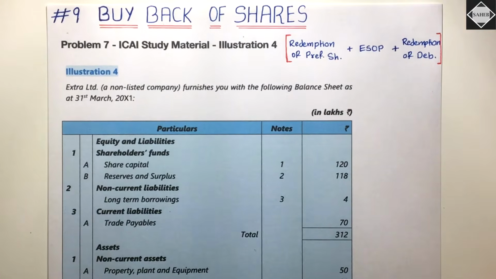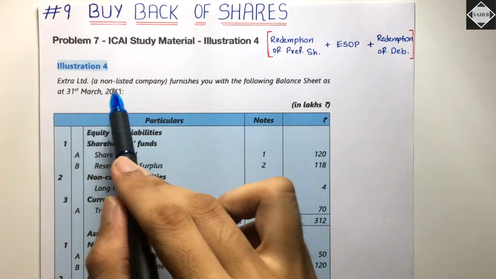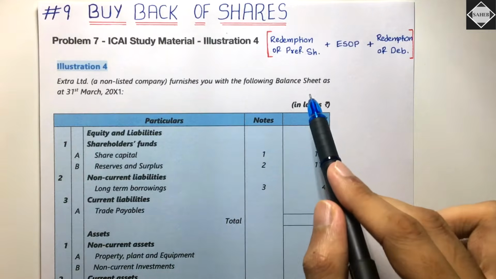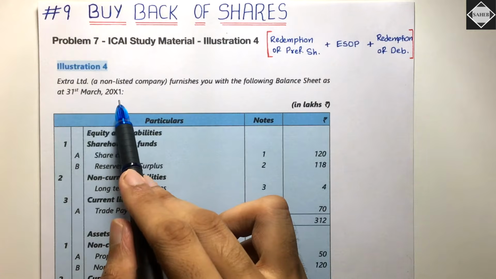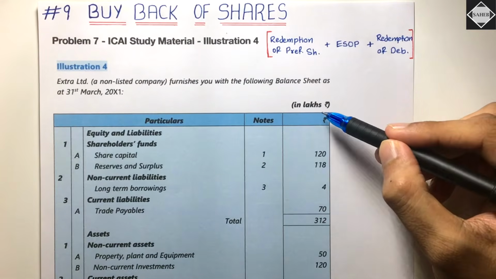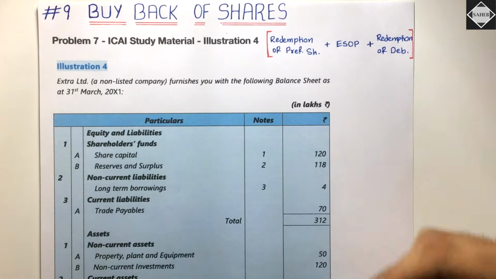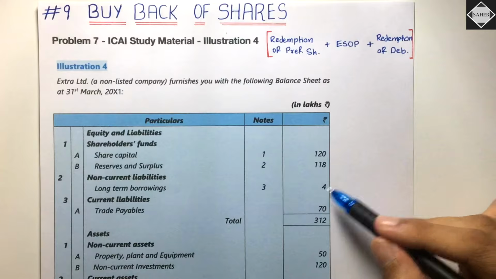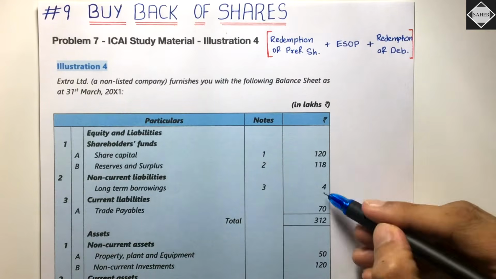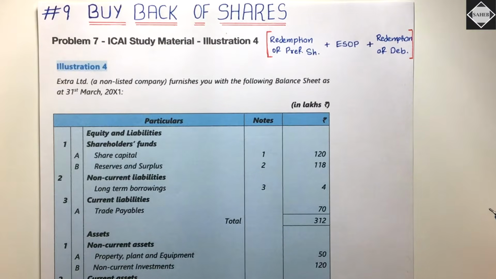So let's begin. Let's go through the question and understand what is being said, and then we'll solve it. Now see here, Illustration 4. Extra Limited, a non-listed company, furnishes you with the following balance sheet as at 31st March 2021. The balance sheet is given in lakhs, which means all the figures are in lakhs. This 4 doesn't mean 4 rupees, it means 4 lakhs, 120 lakhs, like that. Is that clear? Simple.